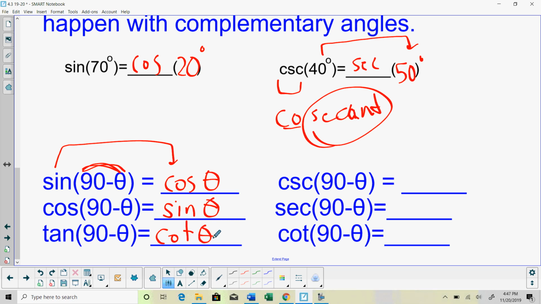And likewise, the cosecant of 90 minus theta is going to be the secant of theta. Cosecant and secant are co-functions. 90 minus theta and theta are complements. And so secant of 90 minus theta is going to always be equal to the cosecant of theta, and cotangent of 90 minus theta is going to equal the tangent of theta.